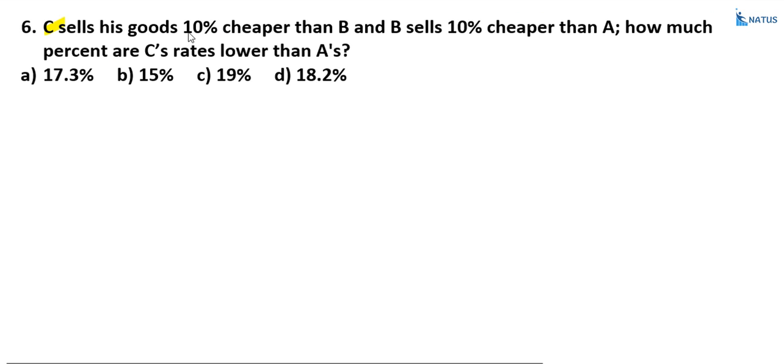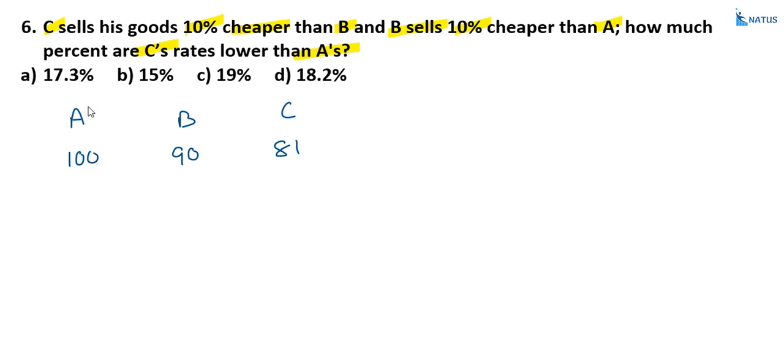C sells his goods 10% cheaper than B and B sells 10% cheaper than A. How much percent C's rates lower than A's? That's what we require. Here three persons are there, A, B and C. Suppose A's price that is equal to 100. What about B? B sells 10% cheaper than A. That is equal to 90 or not. What about C? C sells 10% cheaper than B. What is the 10% of 90? That is equal to 9. So this is equal to 81.